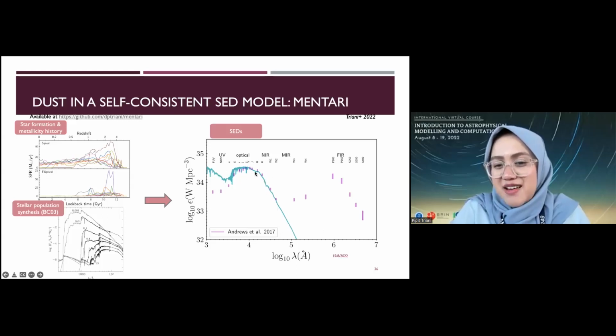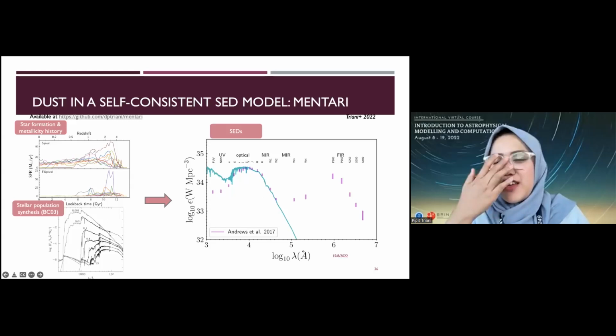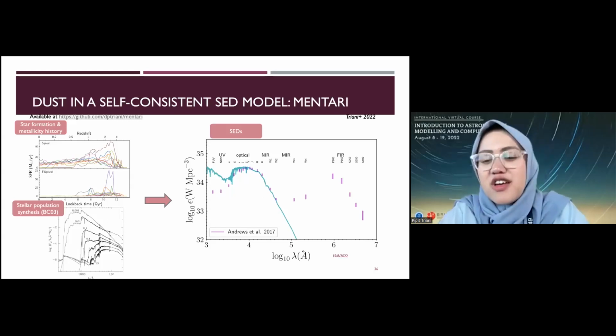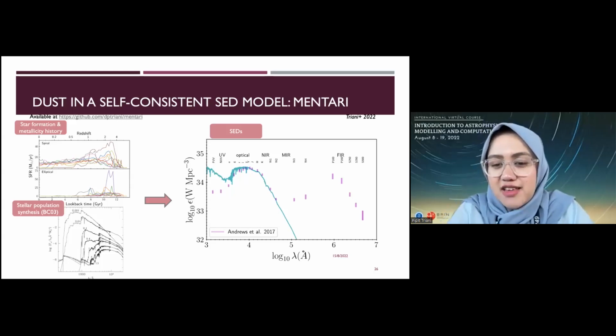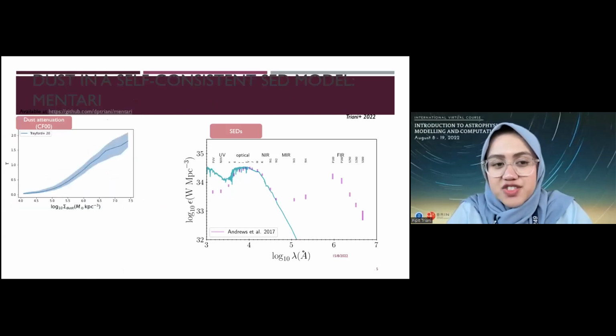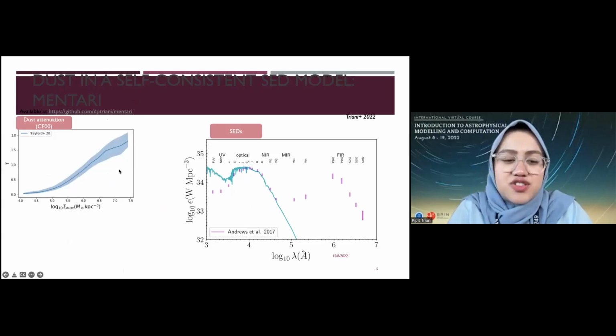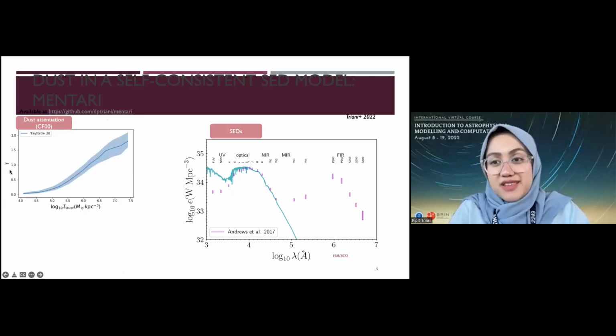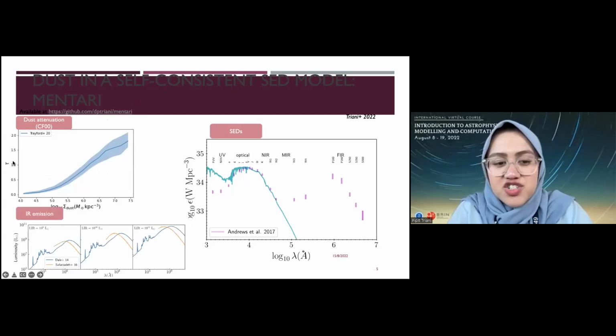And this is what the model looks like, while the purple points are the observations at redshift 0 from the GAMA survey here in Australia. So then, having the description of stellar, we also have the description of dust. Using the dust surface density from the model, we can compute the optical depth for the attenuation.